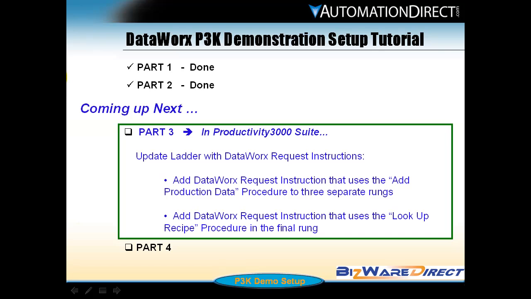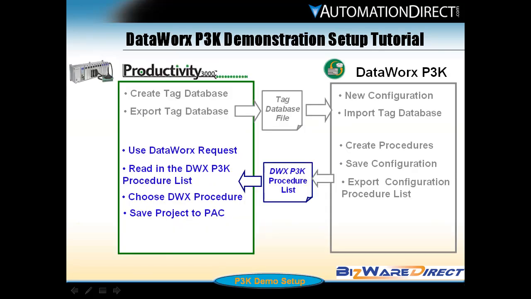Coming up next in Part 3, we will work in the Productivity 3000 suite, where we will update ladder with the DataWorx request instructions. In 3 separate rungs, we will have a DataWorx request instruction that uses the Add Production Data procedure. In the final rung, the DataWorx request instruction will use the Lookup Recipe procedure. This diagram shows where Part 3 fits in to the overall workflow.